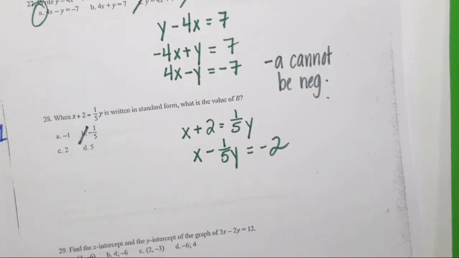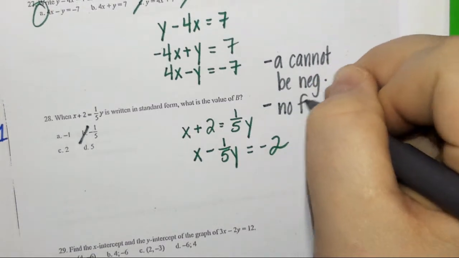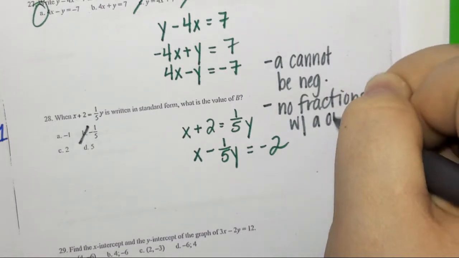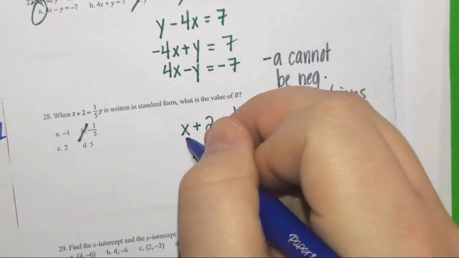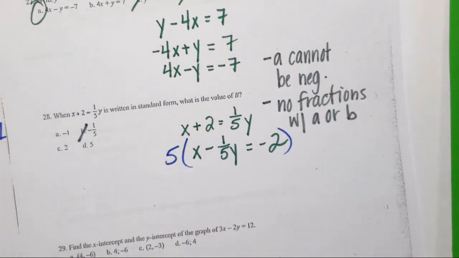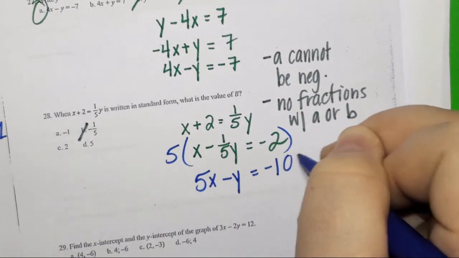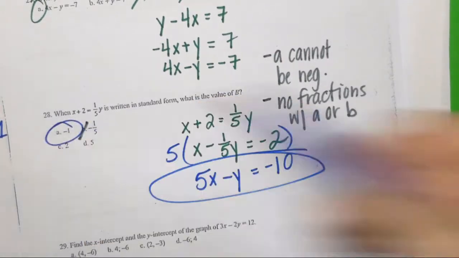Why is the answer not B? B, I mean, 2 can have a point. We were very picky with standard form. Not only could A not be negative, but we couldn't have any fractions involved with A and B. So that 1/5 is an issue. We need to get rid of the fractions, so let's multiply everybody by that denominator. We'll have 5x minus y equals negative 10. That's what standard form was supposed to look like. A positive A, we got nice, pretty numbers. So the answer is A, negative 1.